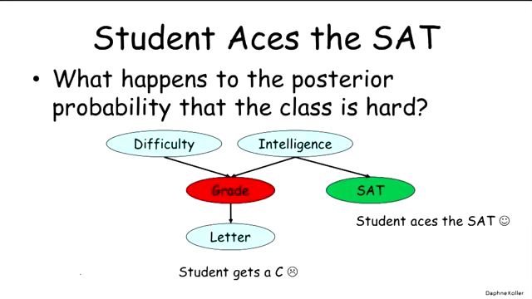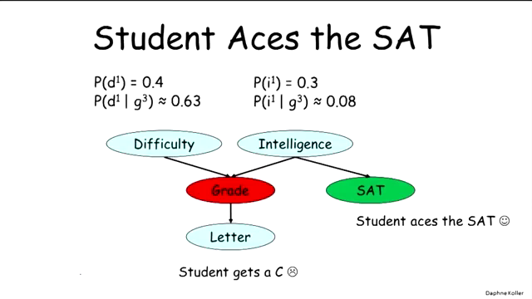Okay. Finally, let's go back to our example and look at an interesting reasoning pattern that involves even longer paths in the graph. So let's imagine that the student got a C, but now we have this additional piece of information that the student actually aced the SAT. So let's see what happens there. Remember that when we just had the evidence regarding the grade, the probability of the student being intelligent was only 0.08. But now we have this additional conflicting piece of evidence, and all of a sudden the probability went up very dramatically to 0.58.